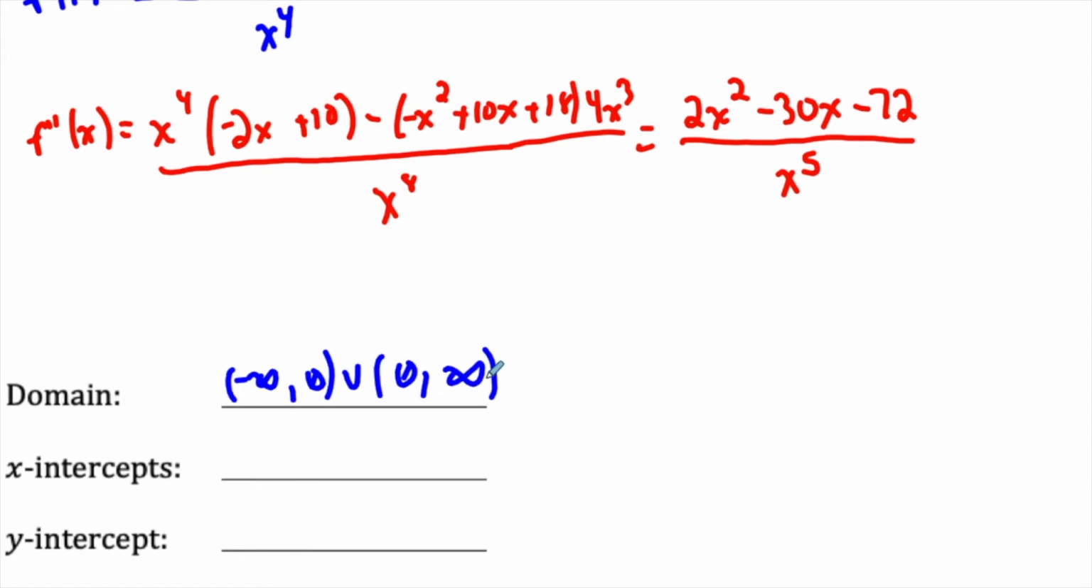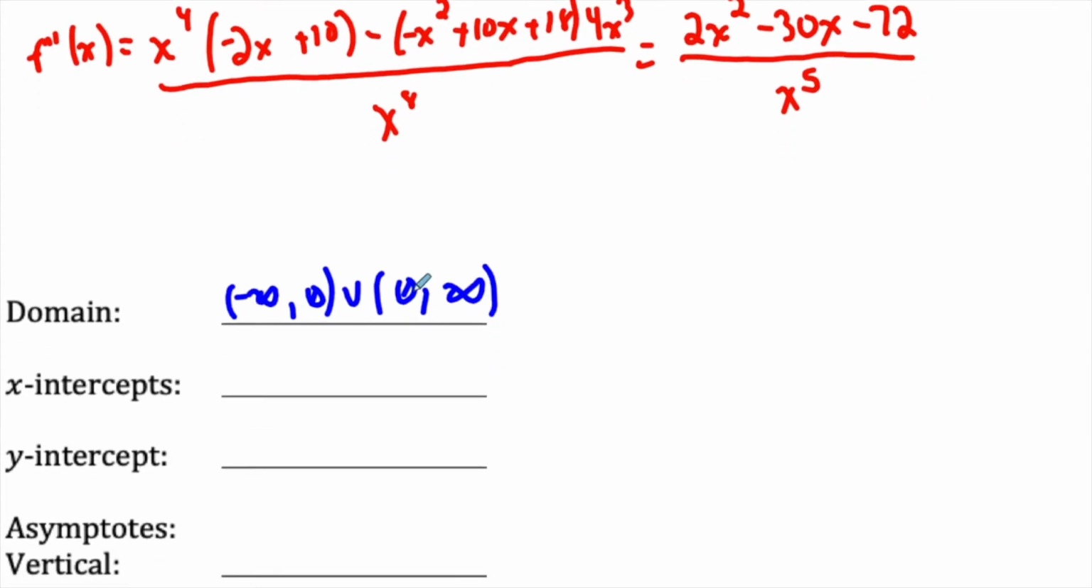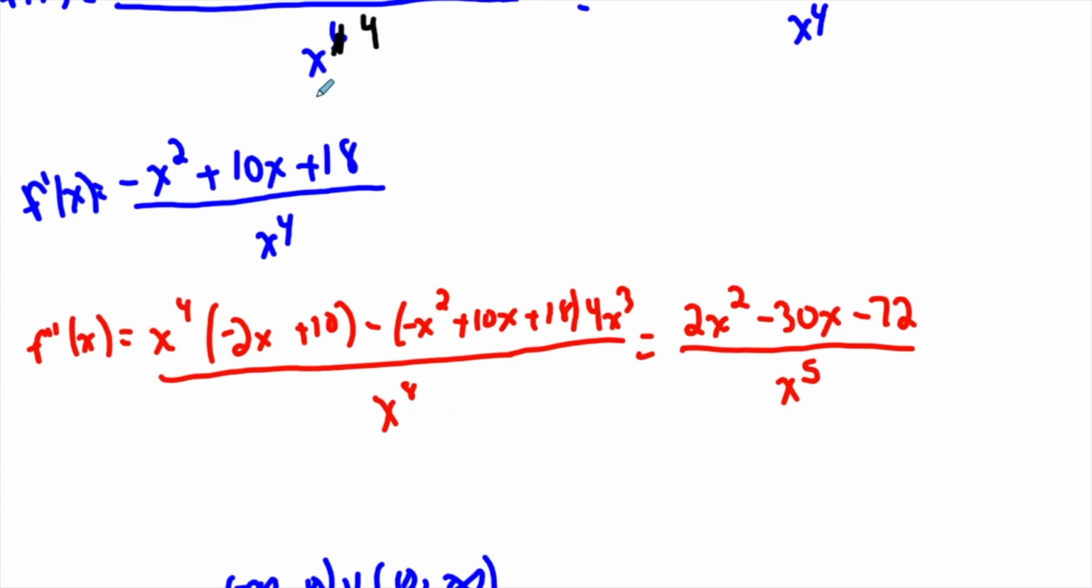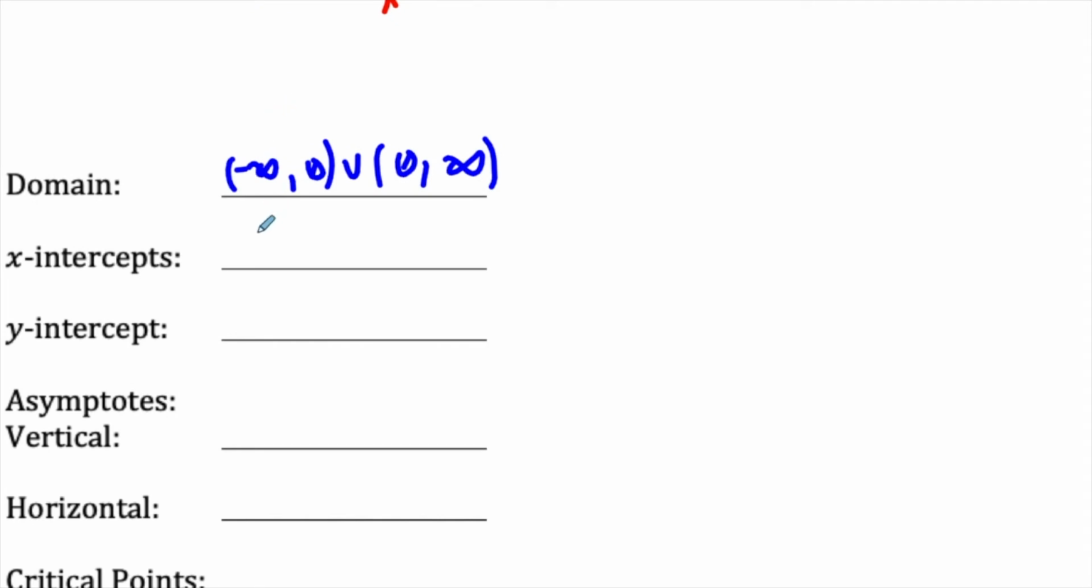Okay, next, x-intercepts. What makes that numerator 0? So we get x minus 6, x plus 1. So we have a positive 6 and a negative 1. But remember, we want to write these as points. So 6, 0, and negative 1, 0.